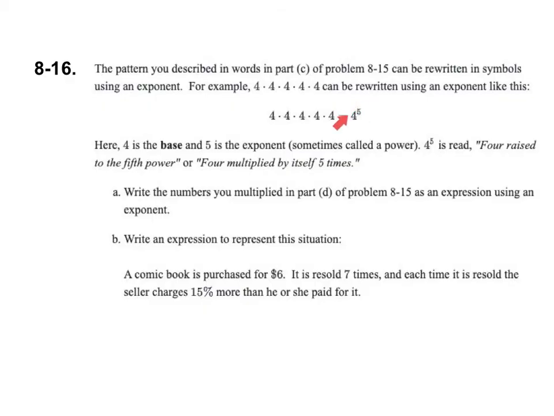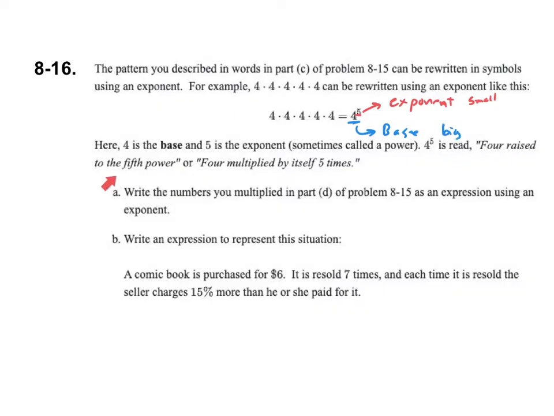This is what's called an exponent. Here, 4 is the base and 5 is the exponent. So 4 is going to be the base, and then the exponent is going to be the small number. That is going to be 5. So great thing to write down there. 4 is the base, 5 is the exponent. So the small number is the exponent, the big number is the base.